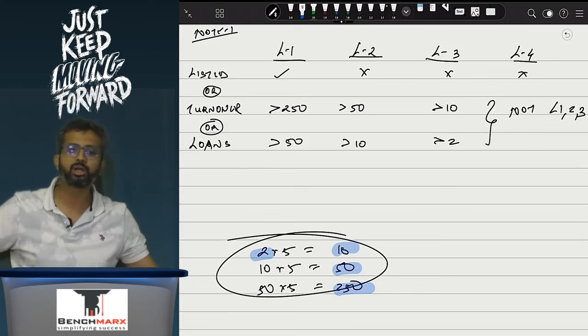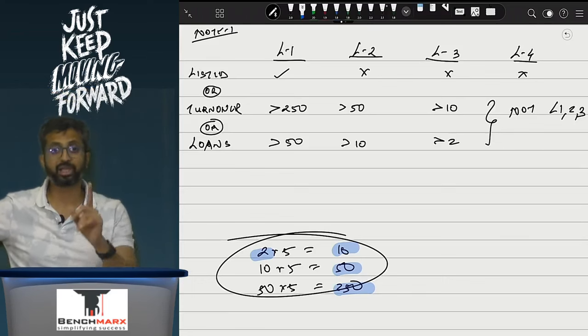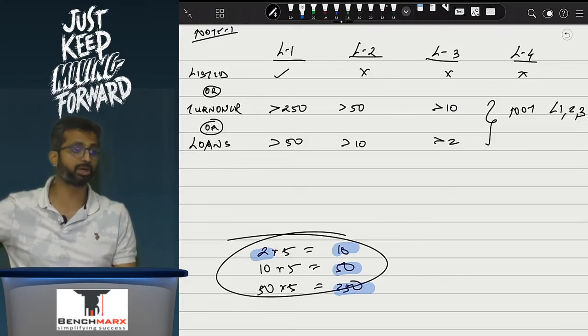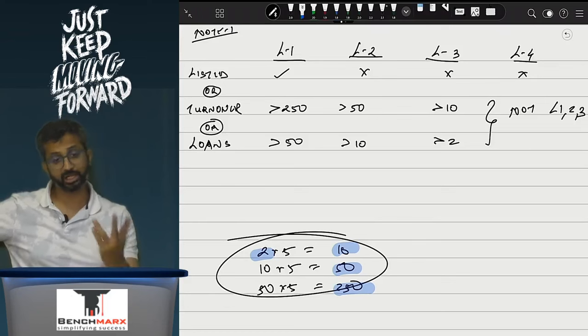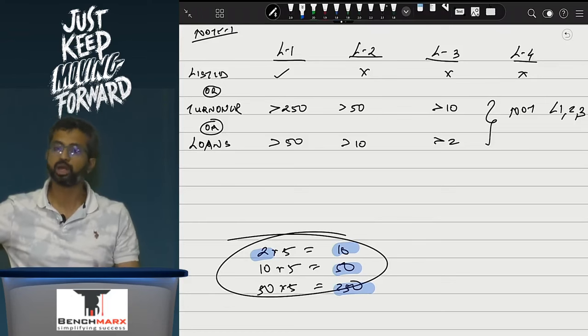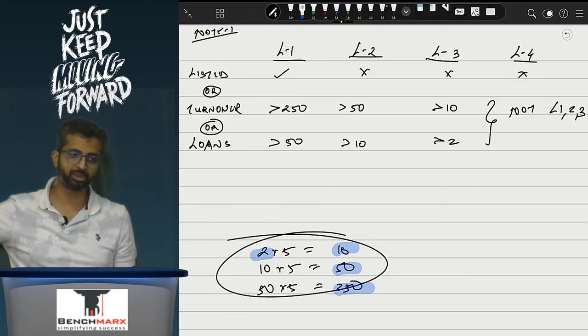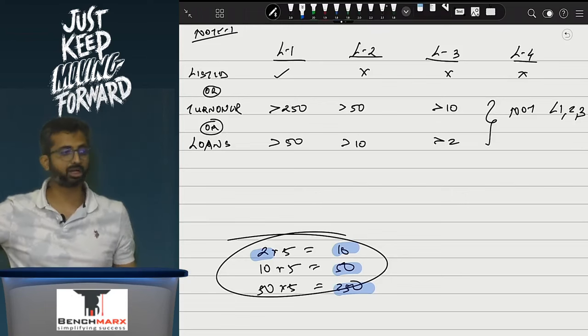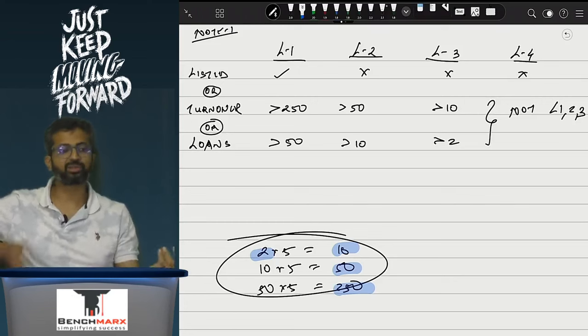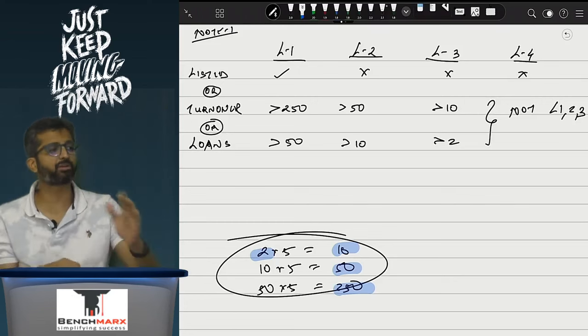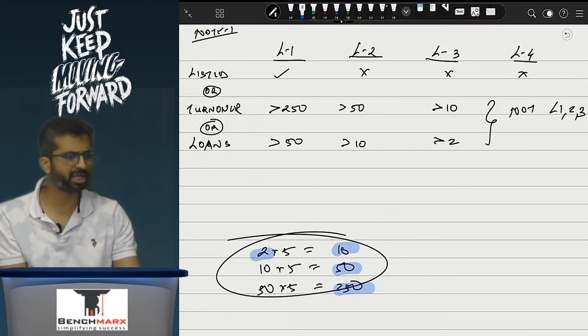So if I want to look at the limits for a Level 1 company, tell me, what is the turnover limit? Quickly say, 250. What is the loan limit? 50. Level 2 entities, what is the turnover limit? 50. What is the loan limit? 10. Level 3 entities, turnover limit 10. What is the loan limit? 2. And how do you define a non-SMC? Well, everyone other than Level 1, 2, 3. Non-SMC is everyone other than SMC. Here, Level 4 will be everyone other than Level 1, 2, 3.